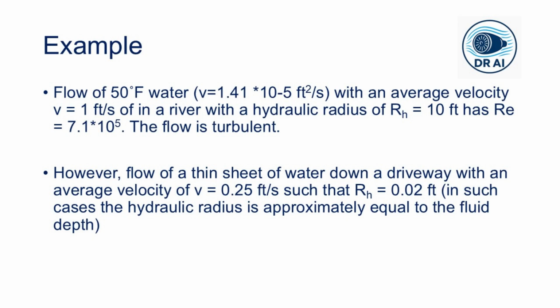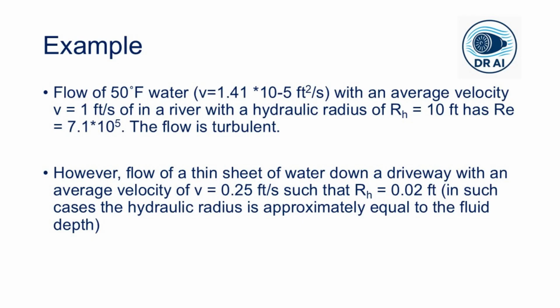Now imagine a thin sheet of water flowing down your driveway after you wash your car. It might be moving at 0.25 feet per second and have a depth of just 0.02 feet, which is roughly its hydraulic radius. Its Reynolds number is about 355, so we classify the flow as laminar. Now you can see the smooth, glassy surface over here.